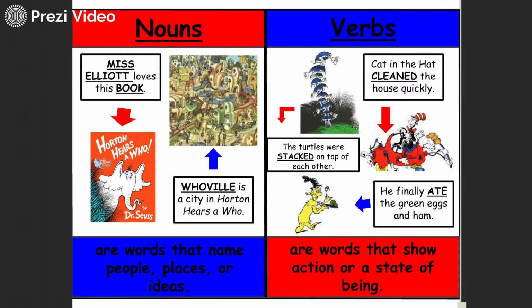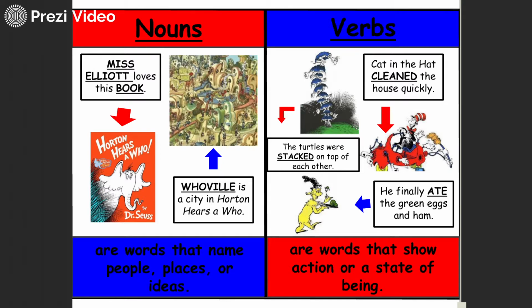So Miss Elliot is a person, so she's a noun. A book is a thing, so it's a noun. Whoville is a place, so it's a noun. Miss Elliot and Whoville are both proper nouns because they are specific people and places. A book is a regular noun because it is just a book. It could be any book.